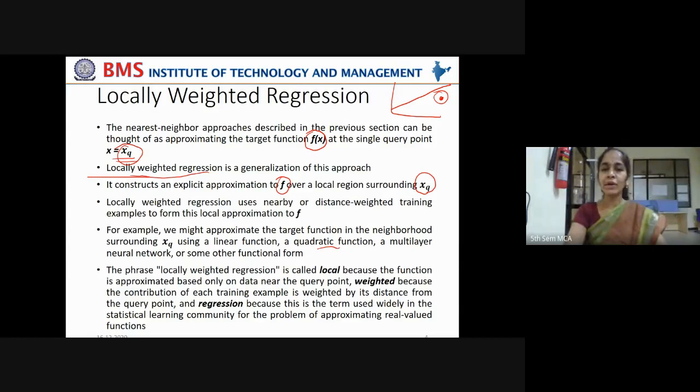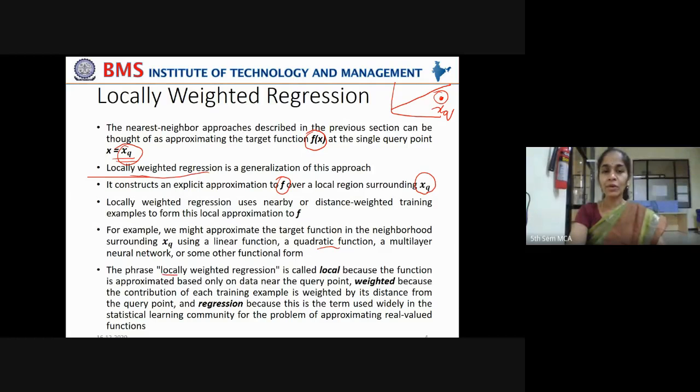So you are trying to approximate a target function in the neighborhood of the new instance XQ, using a linear function or a quadratic function having some polynomial expression like ax square plus bx plus c, or a multi-layer neural network or any other functional form. Okay, let us take that as an example.